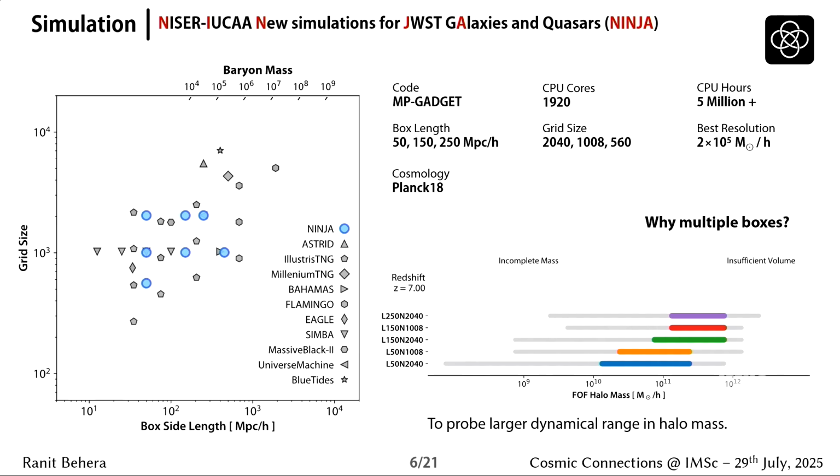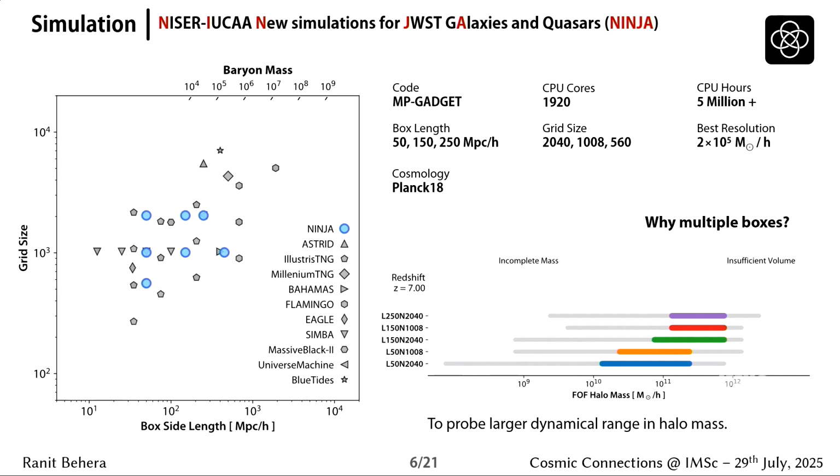So we have run these hydrodynamic simulations with the code called MP-Gadget. It's publicly available, with Planck 18 cosmology, and here you see all these blue points. We call our simulations Ninja, by the way. These top 3 points are run at IUCAA, and all these bottom points are run at NISER Bhubaneswar. And this is how it compares with other very popular simulations. They are all aimed at different goals. Some use a little bit older cosmology, and our model closely matches with this Astrid simulation, which is sitting there.